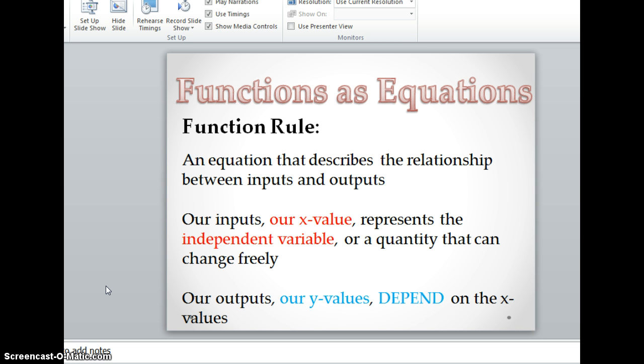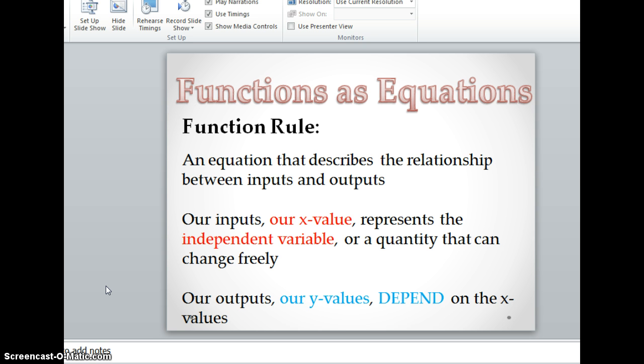So we're going to talk tonight about functions as equations. The first thing we need to define, though, is our function rule. A function rule is an equation that describes the relationship between our inputs and outputs. Our inputs, our x values, as we know, represent the independent variable in our equation. Or, if you remember from other classes such as science, the quantity that can change freely. While our y values, our outputs, depend solely on that x value.